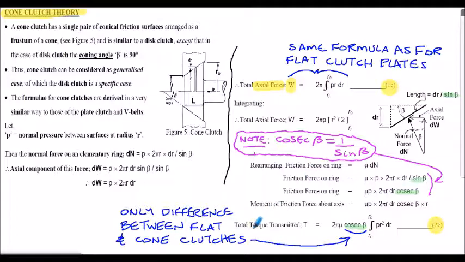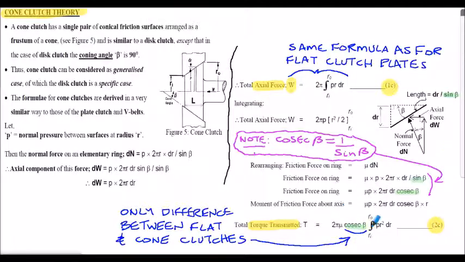However, when we consider the torque transmitted, there's a slight variation in the formula. It's almost exactly the same as for flat plate clutches, but this time we have a cosec beta term outside the integral for equation 2c. It's the only difference between the equations for cone clutches and flat clutches.